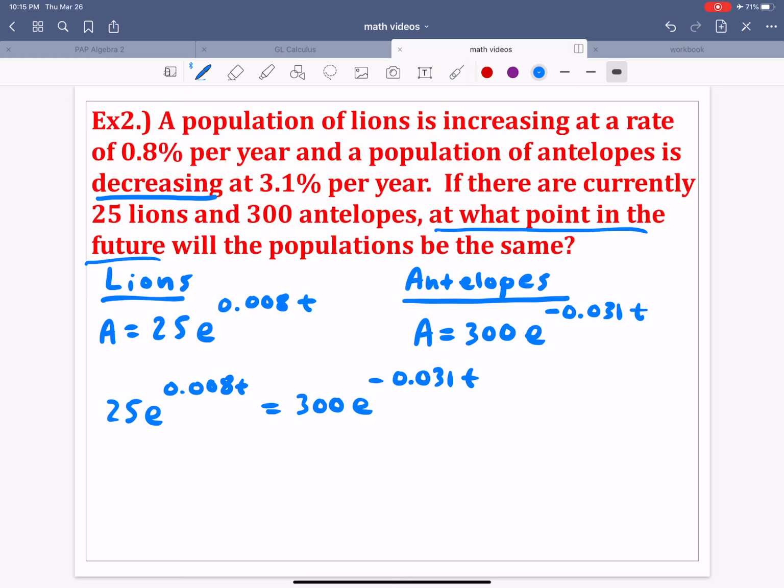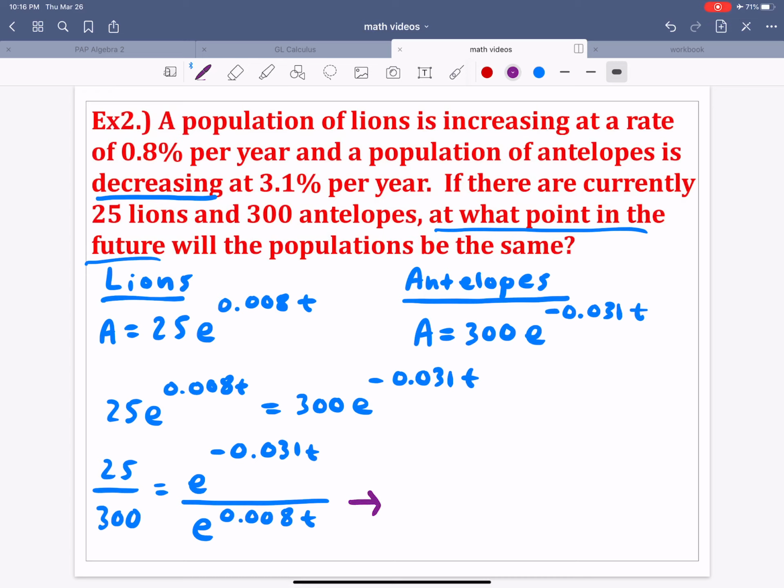But basically, I want to get the constants on one side and the e's on one side as well. So the first thing I'm going to do is move this 300 to the other side by dividing. And then I'm going to take this e term on the left and move it over to the other side by dividing as well. So when I do both of those things, here's what we end up getting: 25 over 300 equals e to the negative 0.031 t all over e to the 0.008 t. Okay? I'm running out of room. I'm going to have to be creative here.